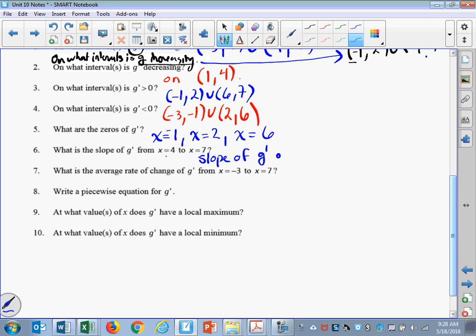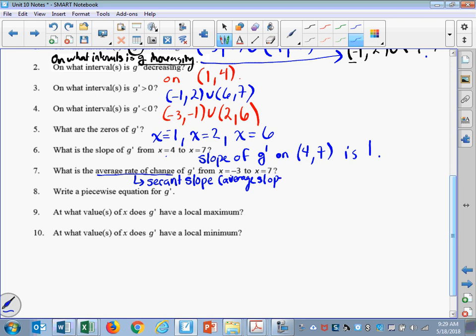What's the average rate of change of g prime from -3 to 7? So that's an interesting question. Average rate of change is a fancy word for secant slope. And if you remember, we talked about secant lines. Secant lines are just lines that cross a curve in two places. Or you could just say average slope. So any of those mean the same thing: average rate of change, secant slope, average slope.